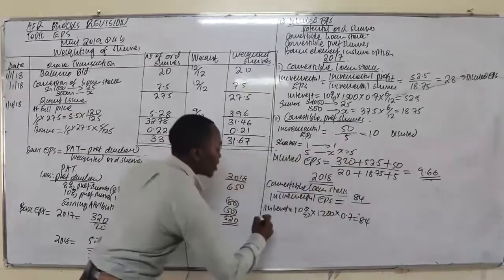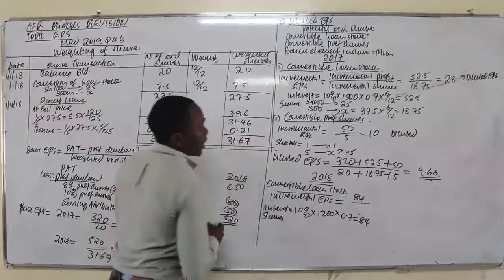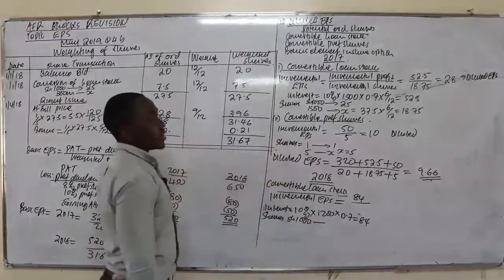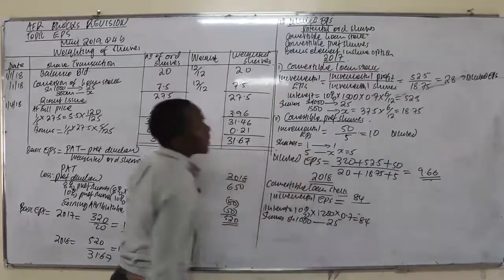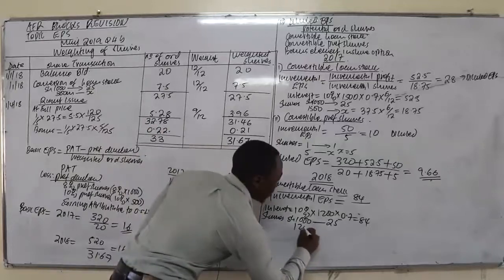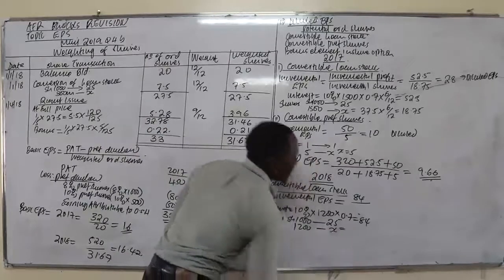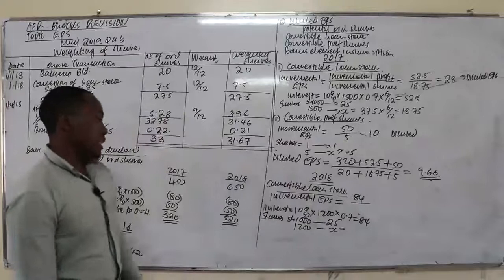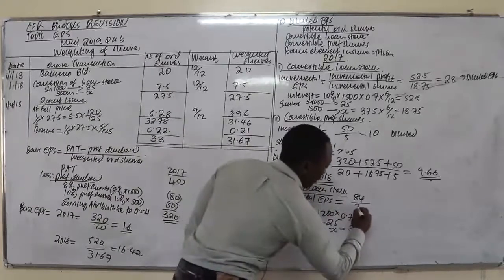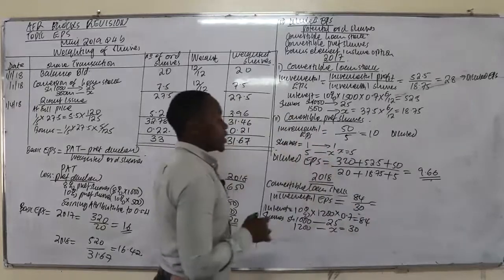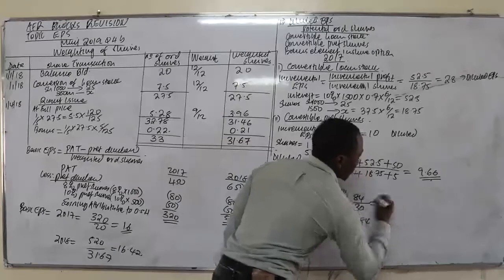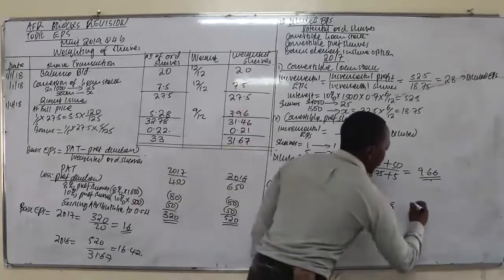What about incremental shares? We are told that for every shillings 1,000, you get how many ordinary shares? 25. Are you together? What about 1,200? It'll be equivalent to how many shares? Yes, so the incremental share will be 30. So 84 divided by that, you get 2.8.